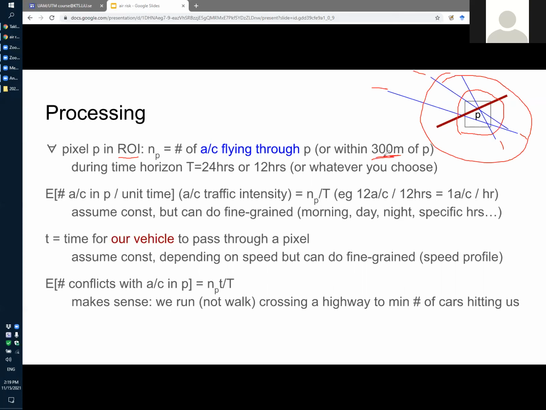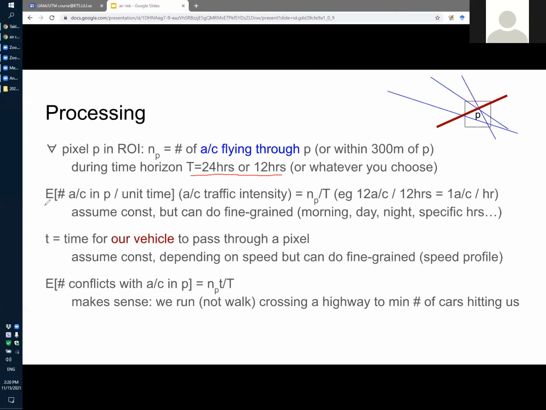And 300 meters is, you know, the certain CNS, communication, navigation, surveillance requirements and errors. So we don't really know exactly where each aircraft is and where each drone is. So this certain radius around the flying object, protected airspace zone, or whatever you call it, is always assumed because we don't know exactly where the vehicle is. So anyway, we are looking at this pixel and at all the aircraft that flew through this pixel within a certain time horizon, 12, 24 hours, 16 hours, whatever makes sense.